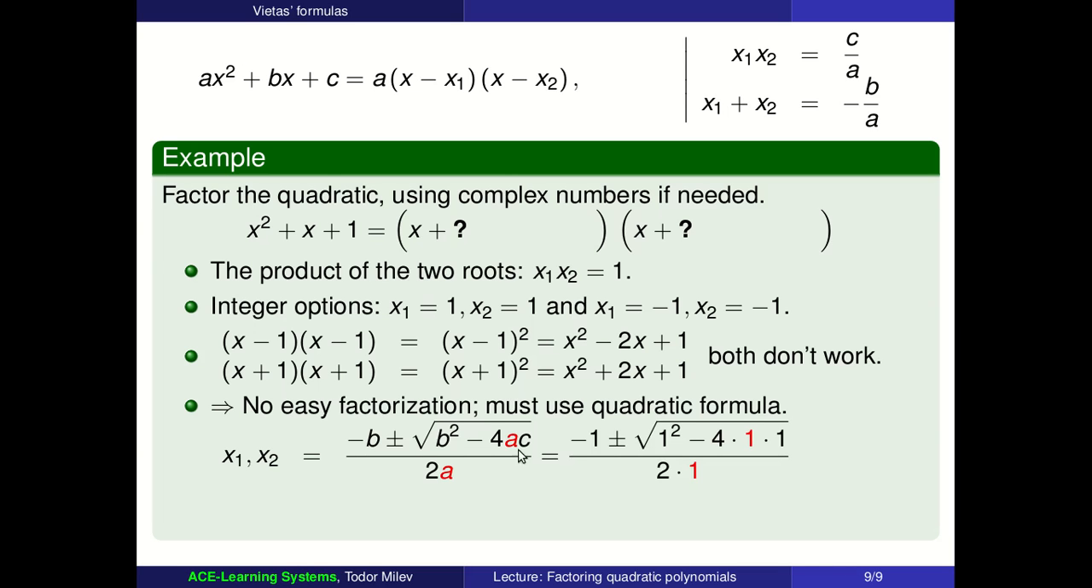Once again, the leading coefficient a is equal to 1, having 1 times x squared here. The coefficient b is again equal to 1. Here we're having 1 times x, and that's the number b. And finally, the coefficient c is equal to 1 as well. So here's the coefficient c.